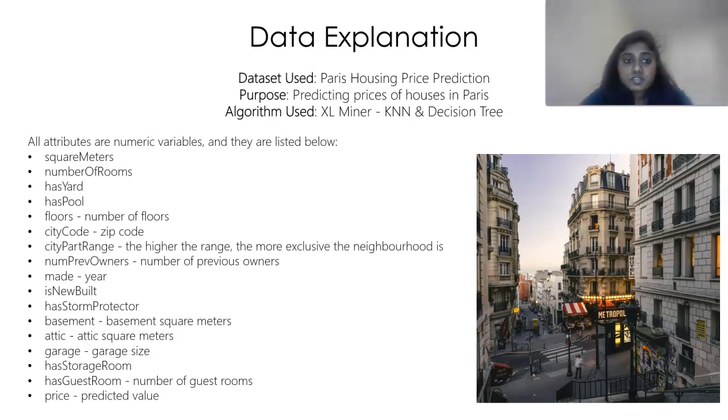So here are few of the attributes that we have got in this data set. As I said, the square meters, the number of rooms, and whether the house has a yard, whether it has a pool, and the number of floors, the city code, the zip code, and the city part range, and the previous number of owners for this house, and in which year this house was built, whether it is a new built one or whether it is old one, and whether the house has a storm protector, and the basement square meters, and the attic square meters, which is nothing but the area below the roof, and the garage size, the storage room, and the number of guest rooms, and the price attribute, which is nothing but the predicted value in this data set.